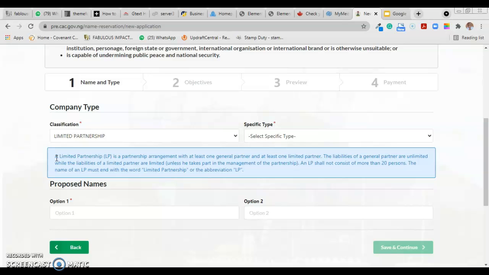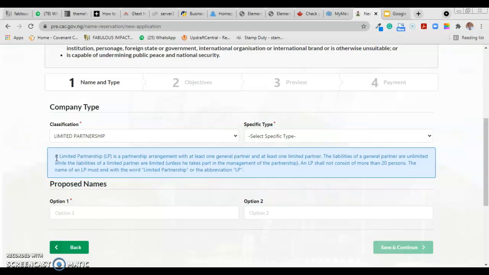Or else, actually there is a clause here, or else he takes part in the management of the partnership. Actually, you're not expected to take part, according to the design of this arrangement. Okay, so an LP shall not consist of more than 20 persons, just like a partnership business name shall not consist of more than 20 persons. Then the name of an LP must end with the words limited partnership or the abbreviation LP.